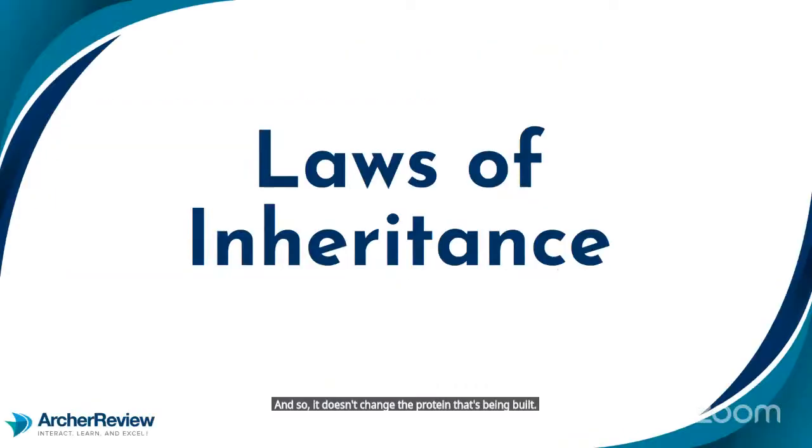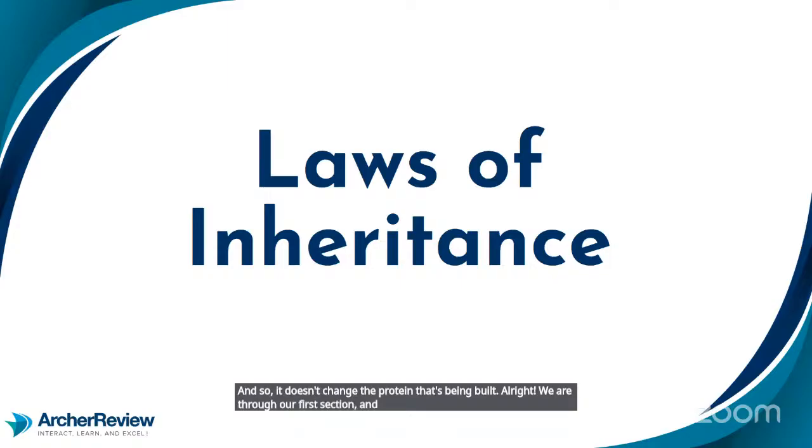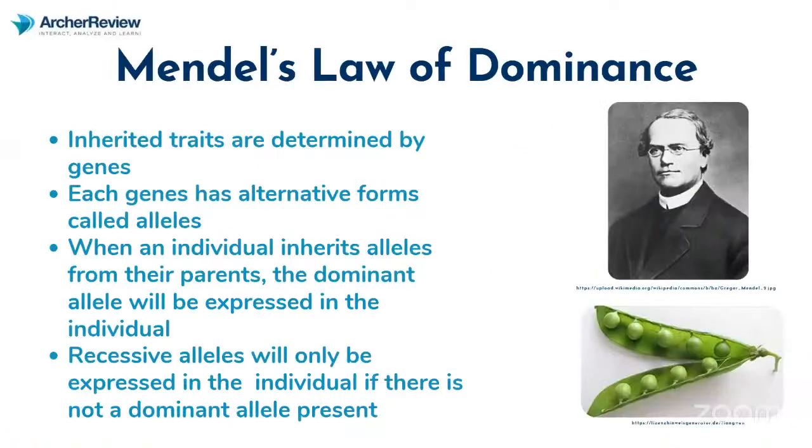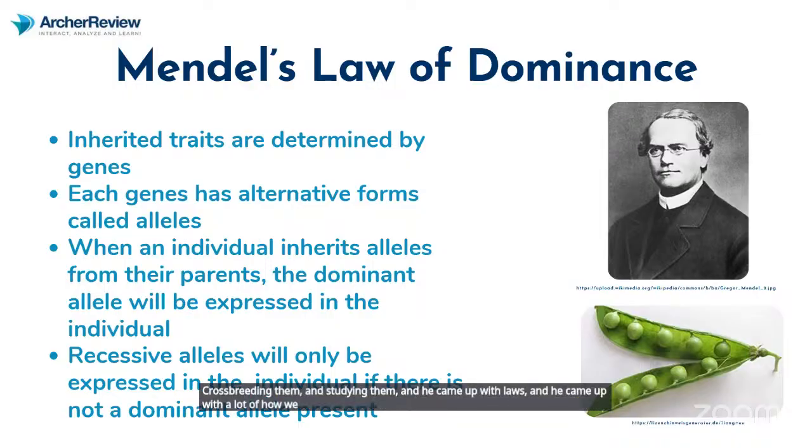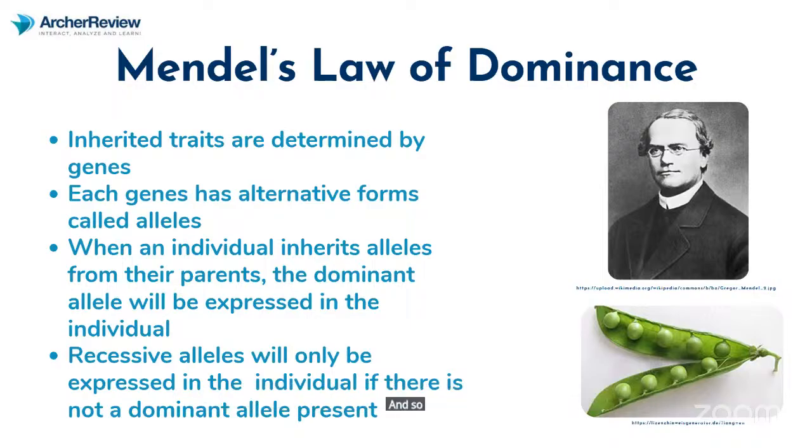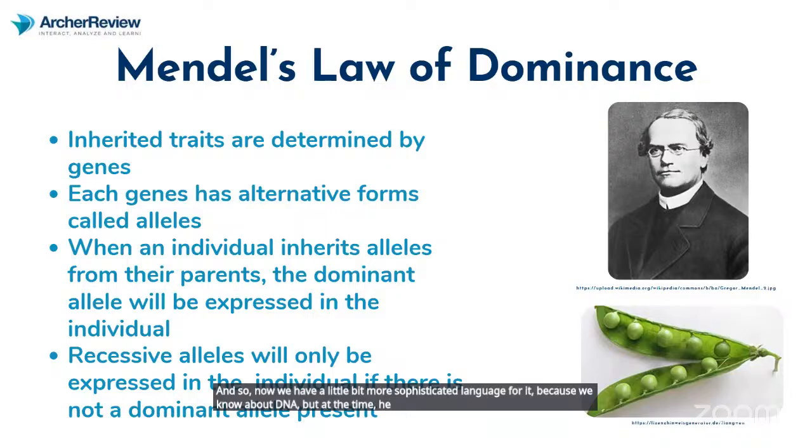All right, we are through our first section and we are on to the laws of inheritance. This is focusing on Mendel's laws. So if you're not familiar, Mendel was a monk in the 1800s, and he was very interested in how things were inherited. And he worked with pea plants all his life, crossbreeding them and studying them, and he came up with laws, and he came up with a lot of how we understand how things are inherited. And so now we have a little bit more sophisticated language for it because we know about DNA, but at the time he didn't know about DNA. And so it's pretty amazing, actually, that he was able to figure out what he was able to figure out without even having DNA knowledge.